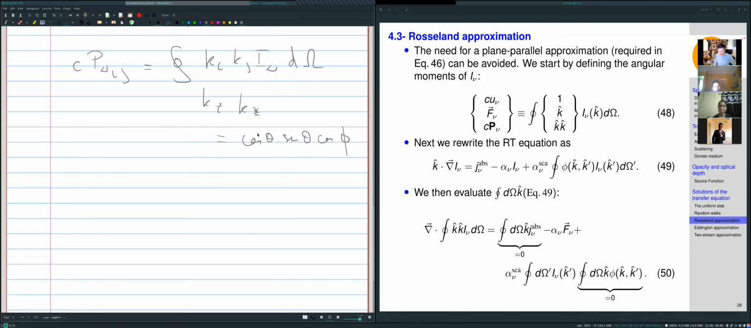And then we go back to the radiative transfer equation. This is the same radiative transfer equation, but this time I'm not using isotropic scattering. I'm just writing out the RT equation in full using the phase function. So this is a more general case than the previous one we just looked at.